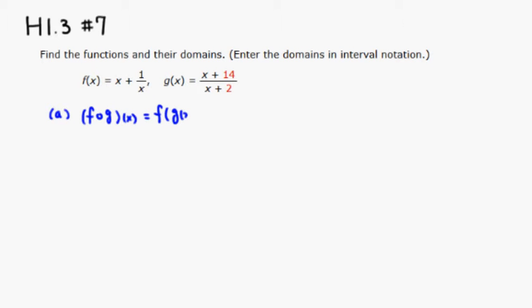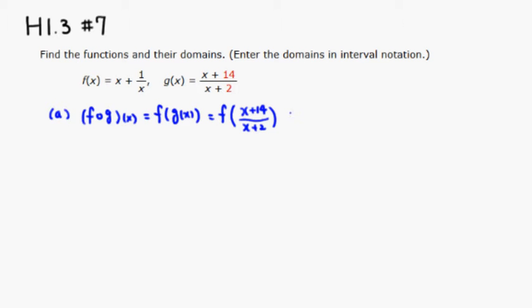This just means f of g of x. So g of x is the inside function, and we just have to plug it in. Let's work from inside out. So this is going to be f of (x plus 14) over (x plus 2). Using the function notation, every time you see x in the formula of f, we replace it by (x plus 14) over (x plus 2).